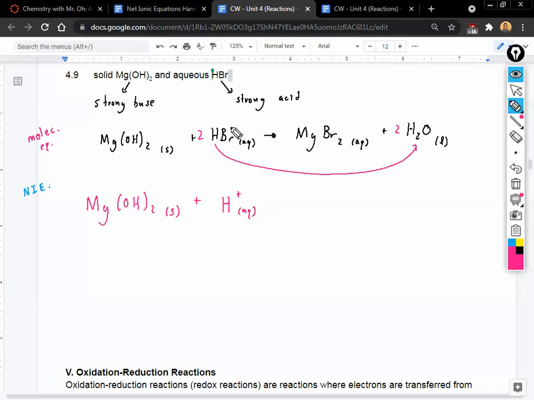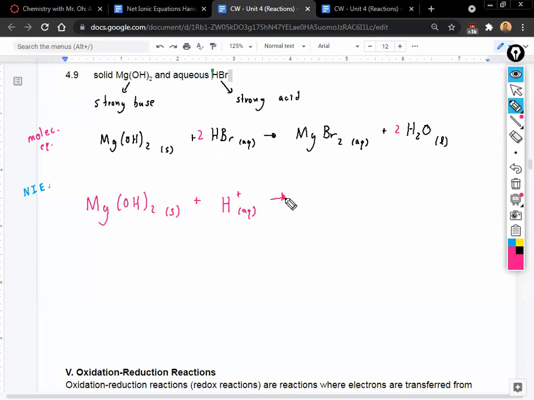Okay, but what about the bromine? Did the bromine change state of matter? No, right? Because bromine was aqueous. It was just kind of floating around, and it's still just kind of floating around because it stayed aqueous. So we're not going to include bromine in the net ionic equation. Okay, does that make sense?